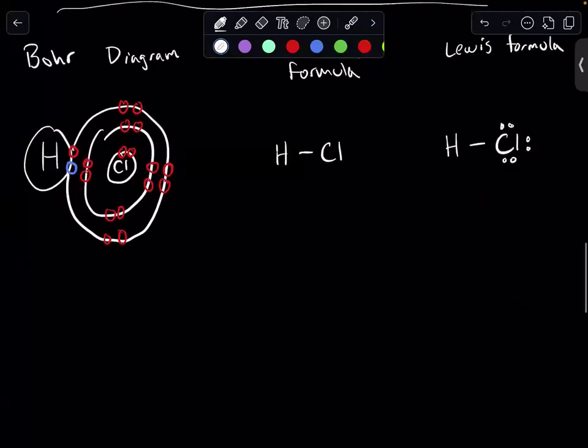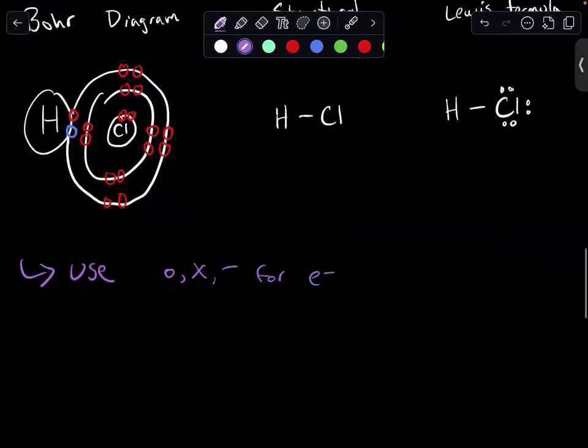So our Lewis formula has a couple representations. You can use dots, X's, or lines for electrons. And I'll show you what I mean, or you can use a combination. So with HCl, you can go like this, and those lines represent the pairs of electrons. You could go HCl and do some dots, which we've seen before, actually. So let's use X's. That's also allowed.